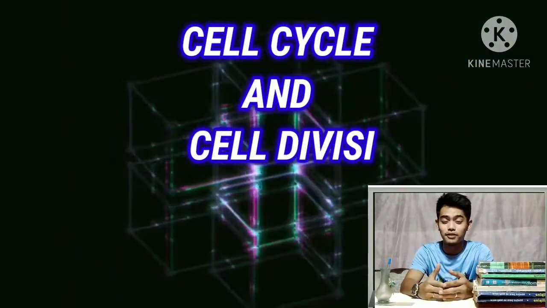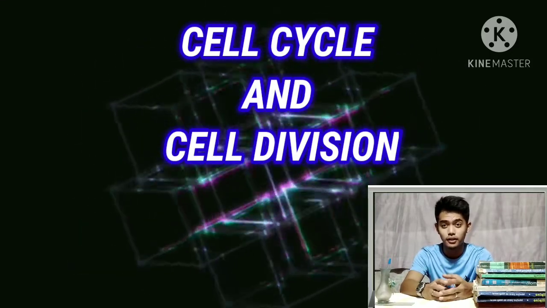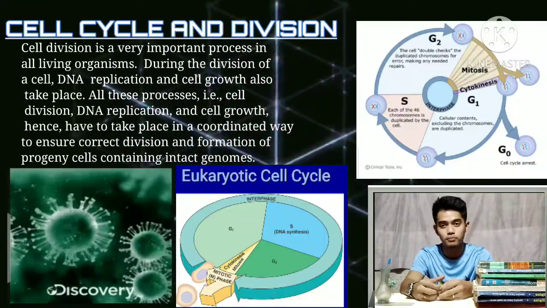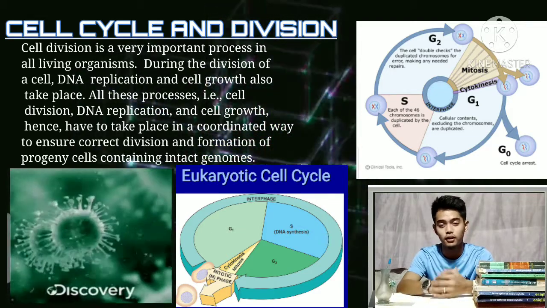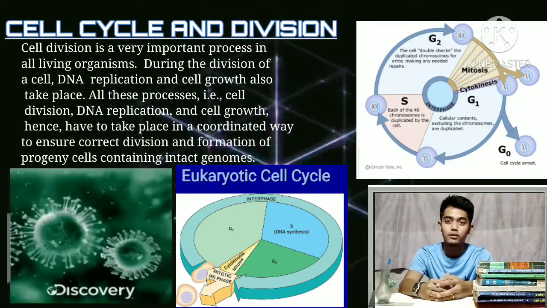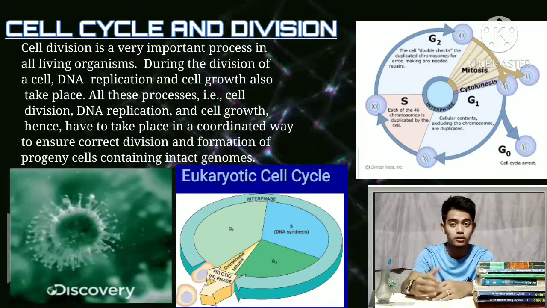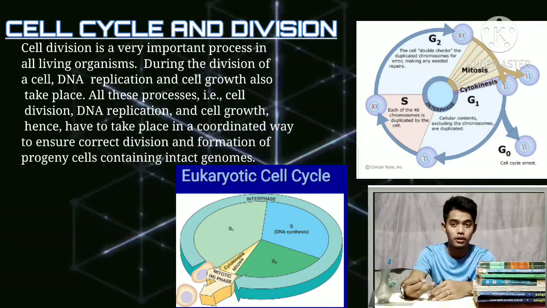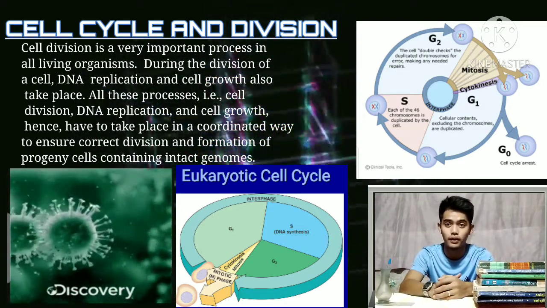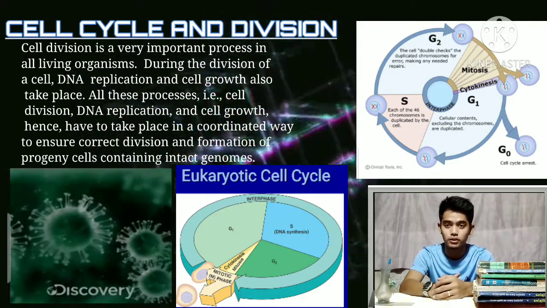Hi guys, welcome to my video, and in this video we are going to talk about the cell cycle and the cell division. Cell division is a very important process in all living organisms. During the division of a cell, DNA replication and cell growth also take place. All these processes, cell division, DNA replication, and cell growth, have to take place in a coordinated way to ensure correct division and formation of progeny cells containing intact genomes.